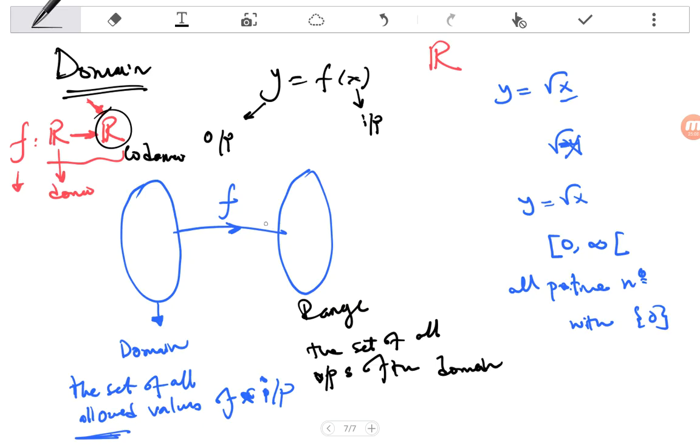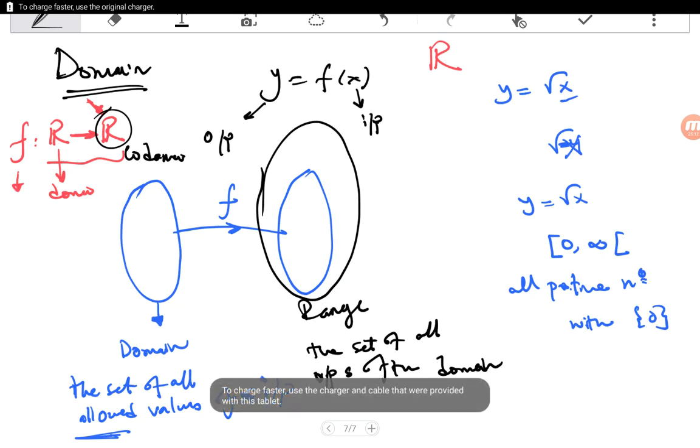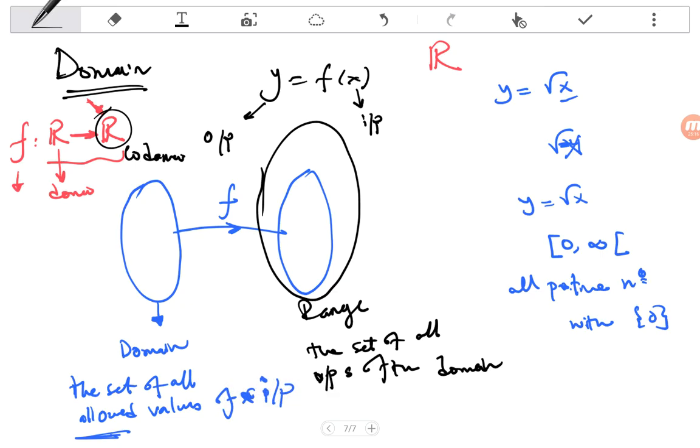A codomain is a set which contains the range. Knowing specifically the range is not an easy task. That's why for many functions we just specify the codomain, which is a bigger set, which I know that the range will be inside it. Okay.